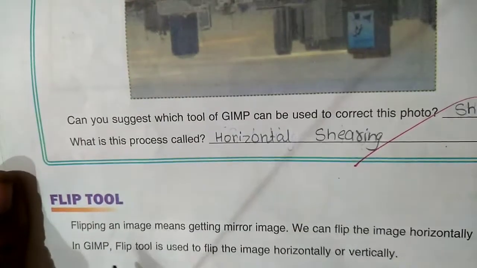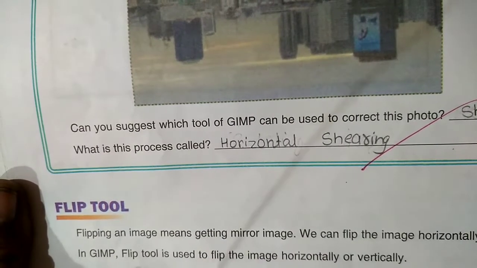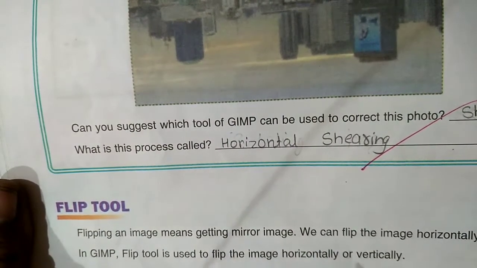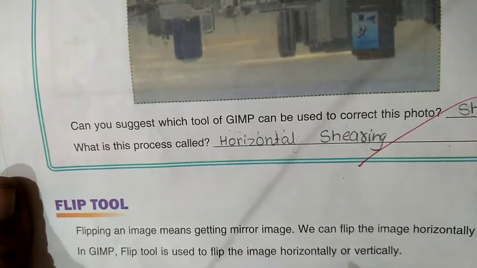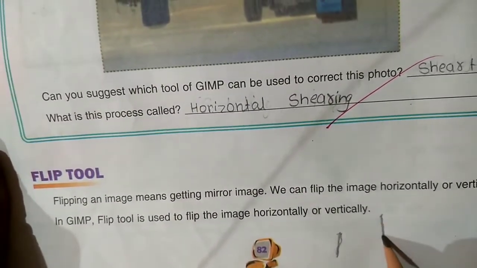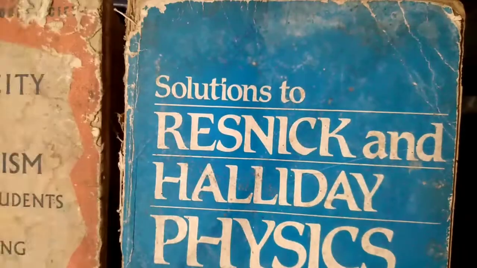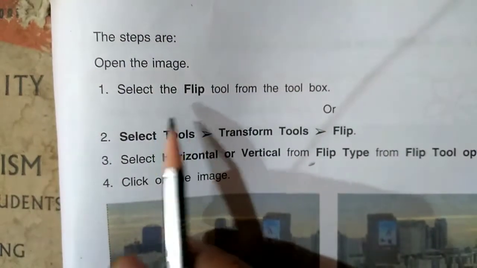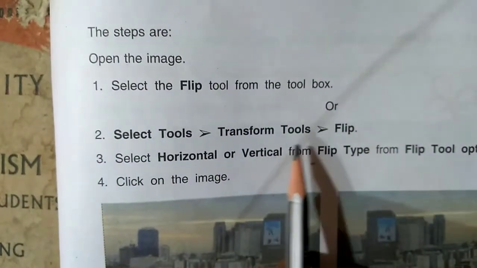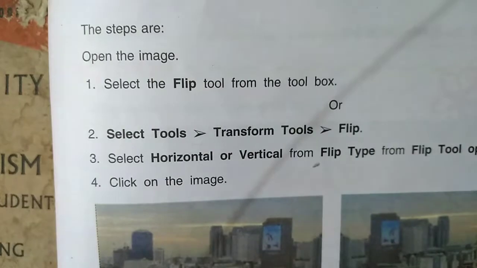Flip tool. Flipping an image means getting a mirror image. We can flip the image horizontally or vertically. In GIMP, flip tool is used to flip the image horizontally or vertically. Here the steps: open the image, select the flip tool, select tools, transform tools, flip, select horizontal or vertical from flip type. From flip tool options, click on the image.